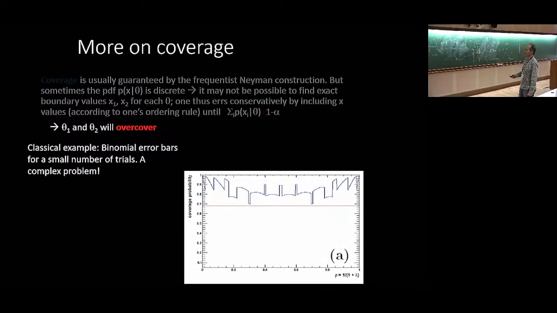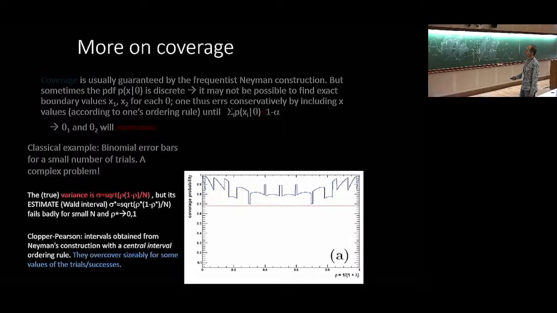This is a classical example. Say that you have a binomial process where you have a certain number of trials, and this is the fraction of successes over trials. And I don't even remember how many trials there are in this example, but this in blue is the coverage of the Clopper-Pearson intervals, that are intervals constructed for the binomial in a special way.